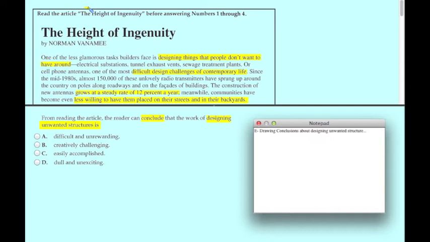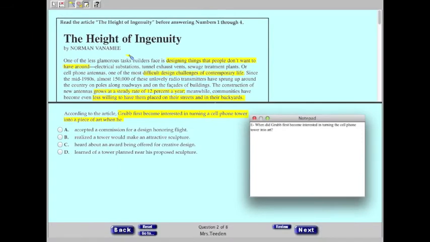Finally, we're at E, reading the end questions. Clicking on Next at the bottom of the EPAT will bring the questions up. I see question number 1, which asks... The next question says, according to the article, Grubb first became interested in turning cell phone towers into pieces of art when he... So I'm going to type that I'm going to try to find when Grubb first became interested in turning cell phone towers into art. I'm going to continue this process for E for each question.